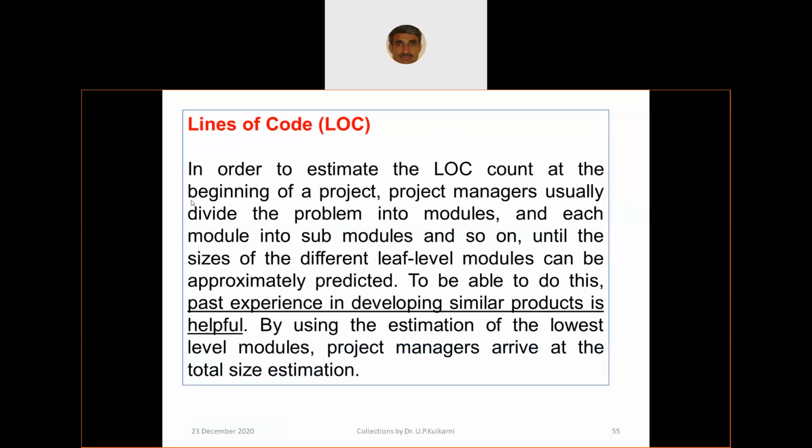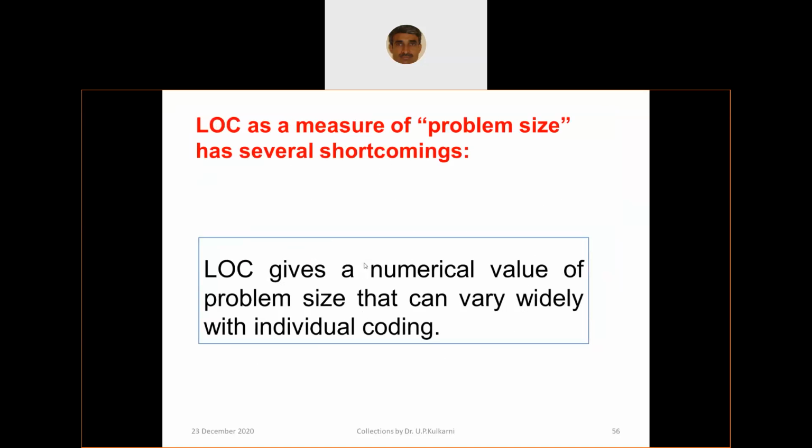Now look at another strategy, line of code counting. How do you do that? Divide into modules and each module into sub-modules and so on, until the size of the different leaf-level modules can be approximately predicted, and then you can add them up. That's the common sense we can get into.